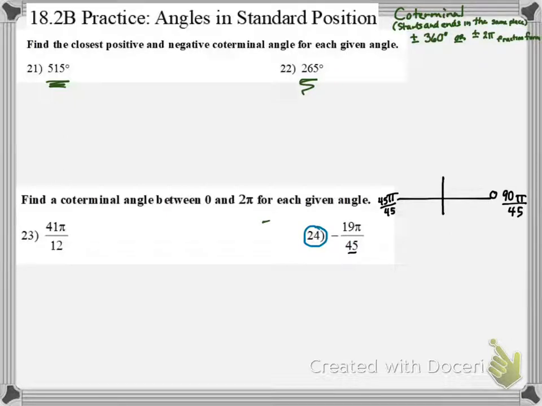Then I'm trying to find a negative angle. It doesn't say I have to sketch it, but the first thing I'm going to ask is, is it more than a full circle? 90 pi over 45? No, it's not more than a full circle, in the positive direction or the negative direction. So this one shouldn't be too bad to think about.